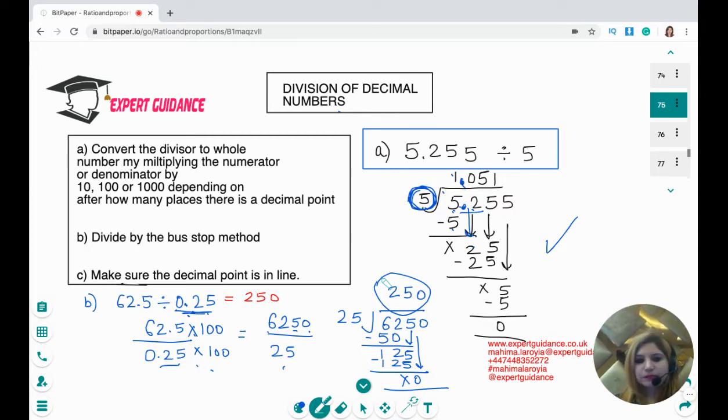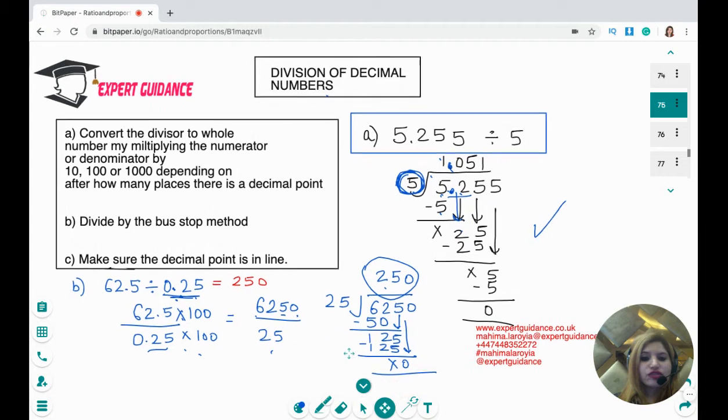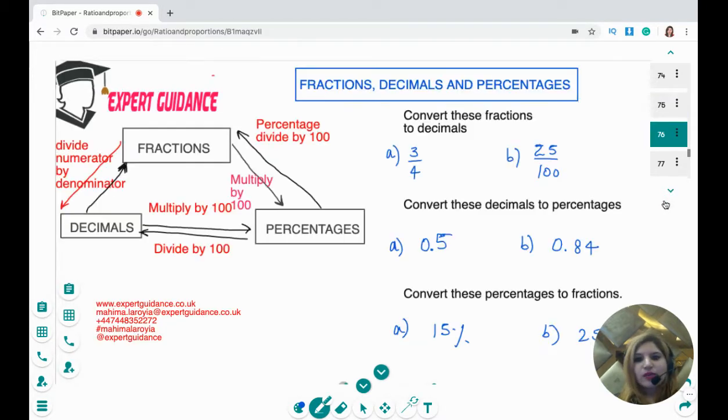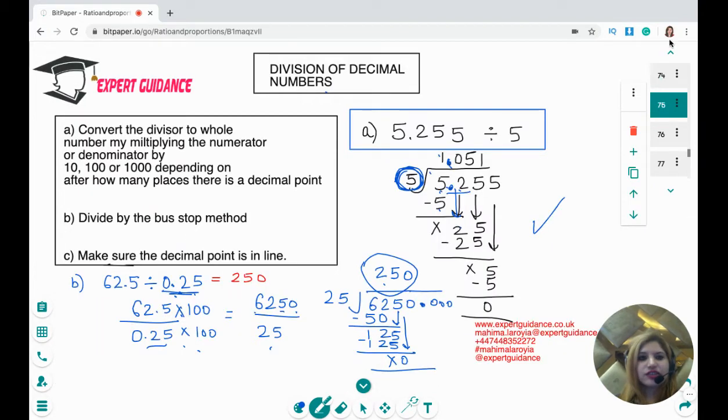Okay, and if you still get a remainder and the remainder is not 0, then you can put a decimal point and add as many zeros as needed to divide, and make sure you line up the decimal in the answer. Okay, so I hope this division is clear to you.